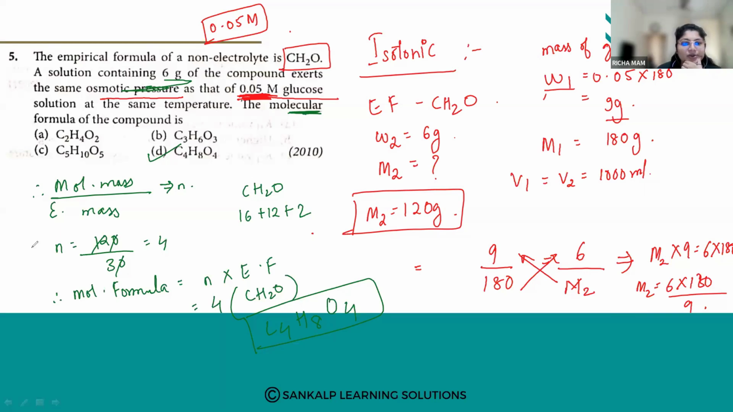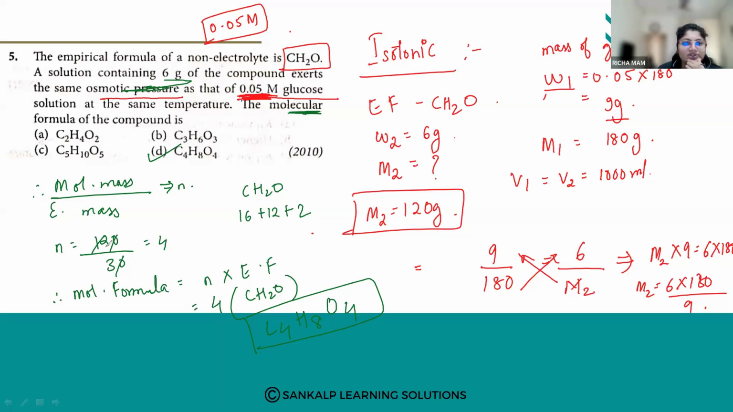Then to find out the molecular formula, we calculate molecular mass upon empirical mass, and we get the number N. That N we multiply with the empirical formula and we get the molecular formula. So N is 4, and 4 into CH2O is C4H8O4. So option number D is the answer.